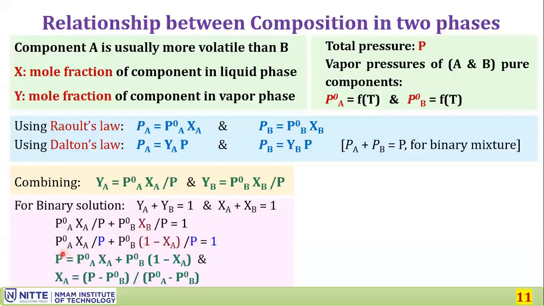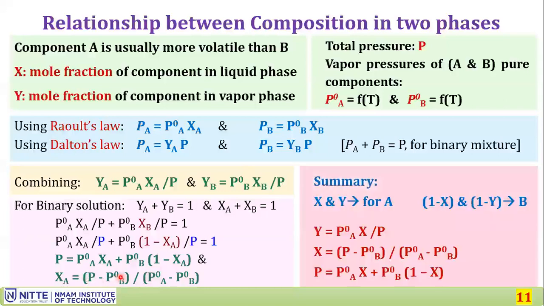Now let me rewrite this equation in the form of XA, because I need XA for my calculation. Just rearranging, I get XA equal to P minus P naught B divided by P naught A minus P naught B: the difference in the vapor pressures in the denominator, and in the numerator the total pressure minus the vapor pressure of the other component. So summarizing, for A, instead of XA and YA, I'll write just X and Y. For B, instead of XB, I'll write 1 minus X, and for YB, I will write 1 minus Y. That is the easiest way to write it.